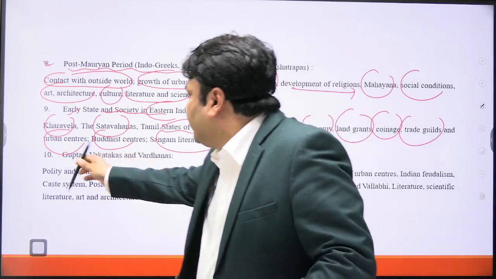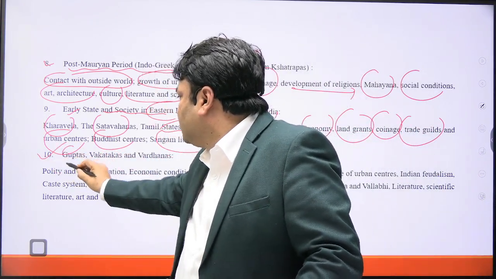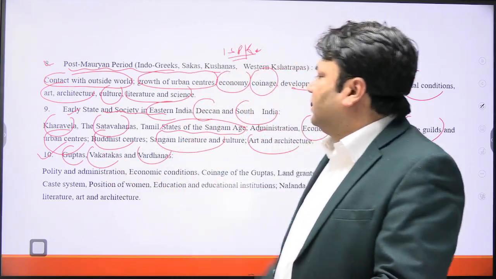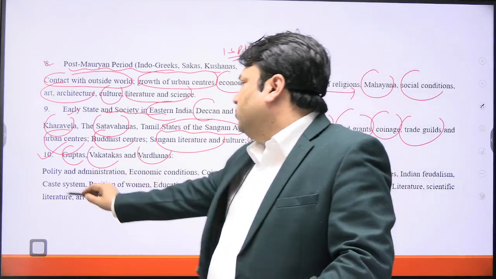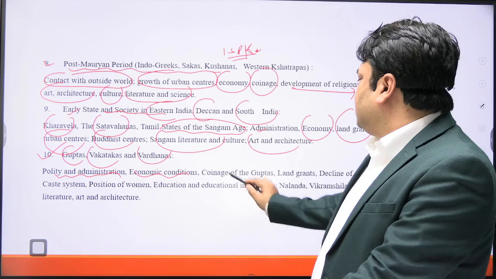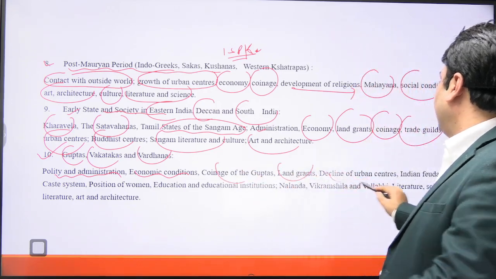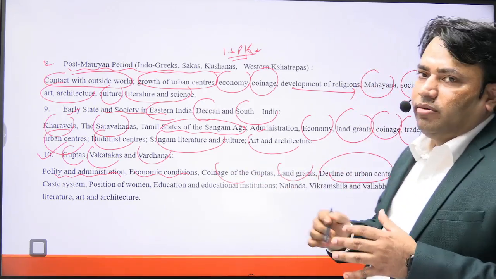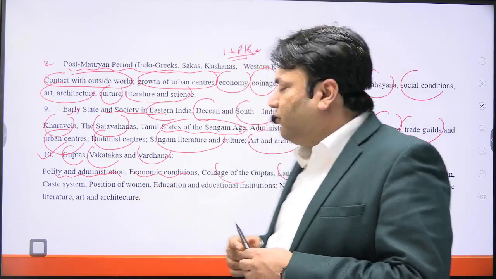Now the next topic is topic number 10. Here you need to study about the Guptas, Vakatakas and the Vardhans. Obviously you need to study about the polity and administration, economic conditions, coinage of the Gupta system, land grants here, decline of the urban centers. It means the economic prosperity is declining during this time.